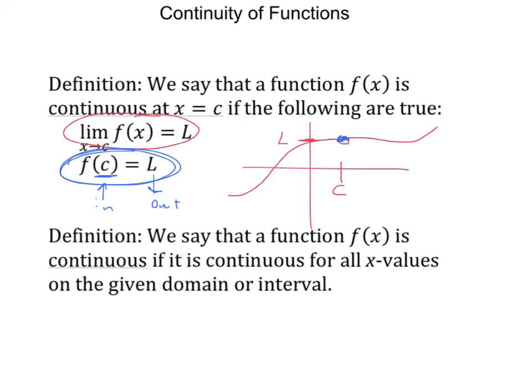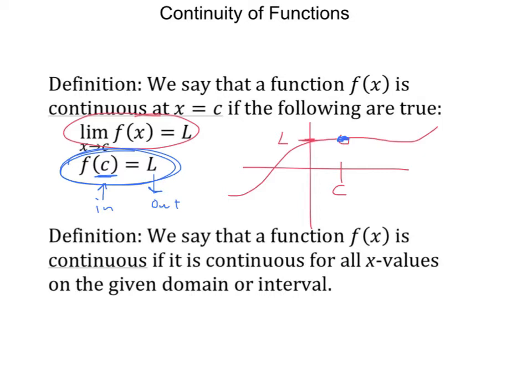In order for a function to be continuous at a point, these two things have to be true. In fact, saying that the function is continuous at c is the same thing as saying these two statements. So those two things can be swapped out for one another. Okay? So that's the definition of a function being continuous at a point.